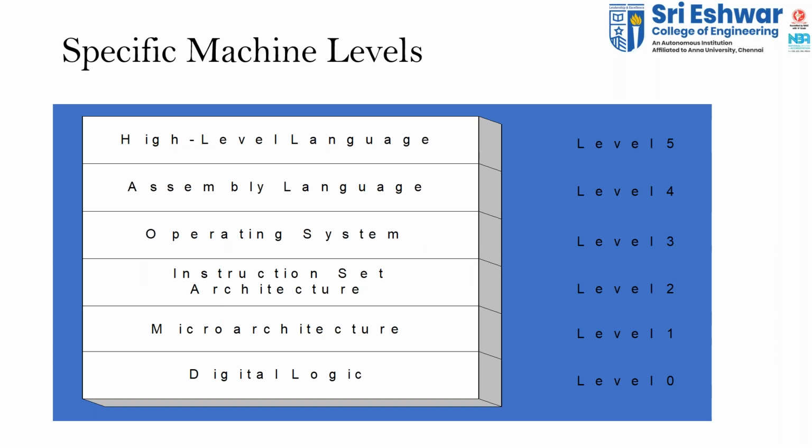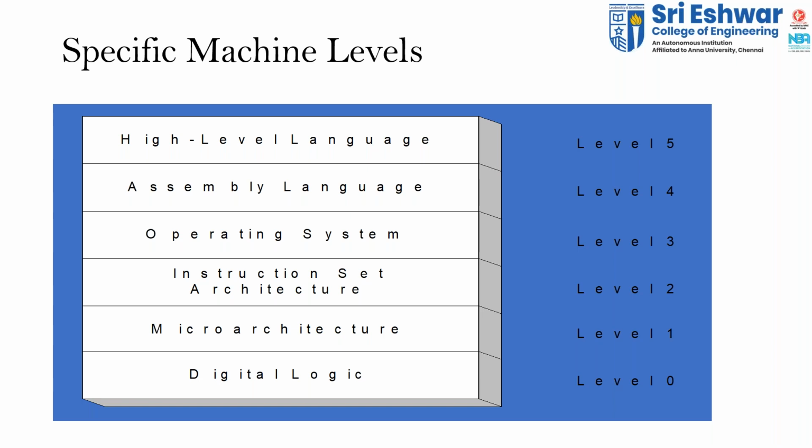And specific machine levels. From the bottom we have digital logic, then microarchitecture, instruction set architecture, operating system, assembly language, and high level language. So we have the levels of the machine. We have 6 levels, starting from 0 to 5. Your highest level is high level language.